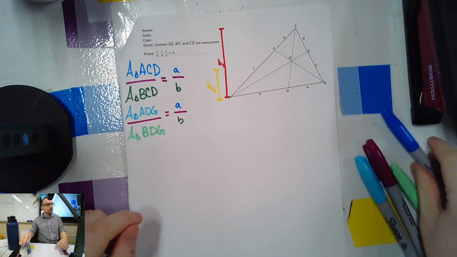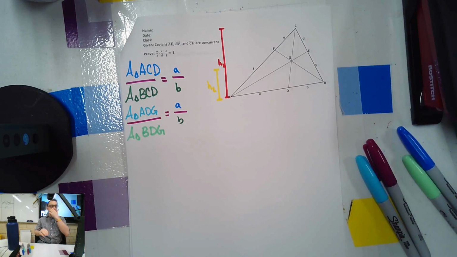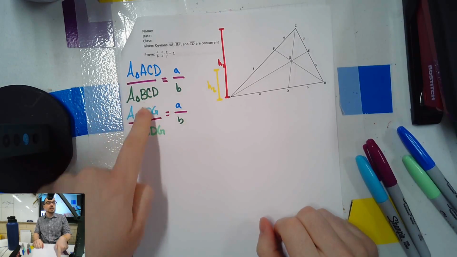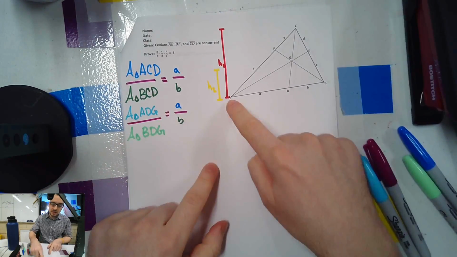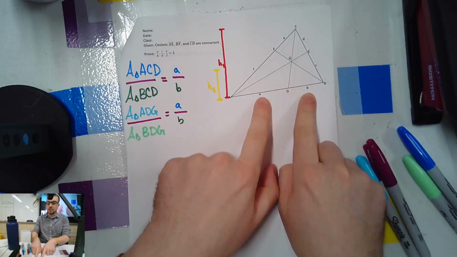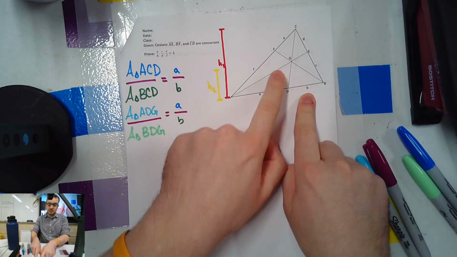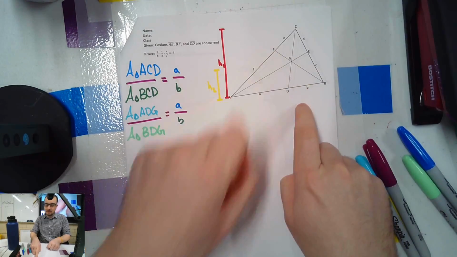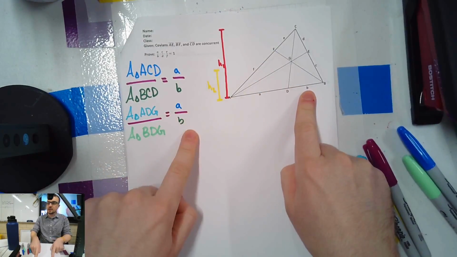So is everybody cool so far with where I'm getting these triangles at? Do we see where they're coming from? It's a lot of letters, I know. But all I'm saying is that the big triangle here with the red height and the big triangle here with the red height, they're proportional to their bases A and B. And then the small triangles here and here both have the same height. So they're going to be proportional to their bases A and B.